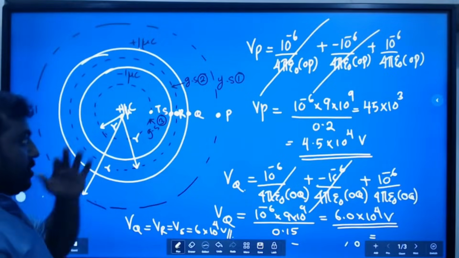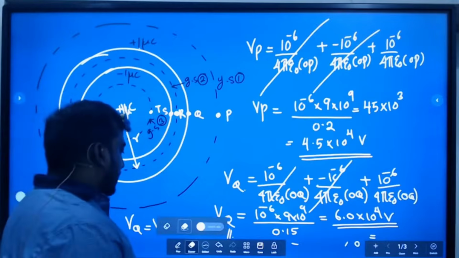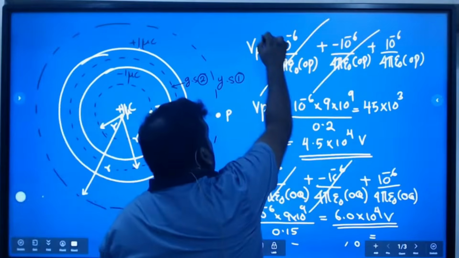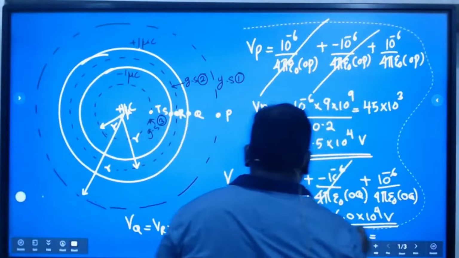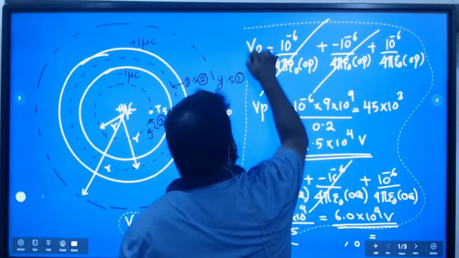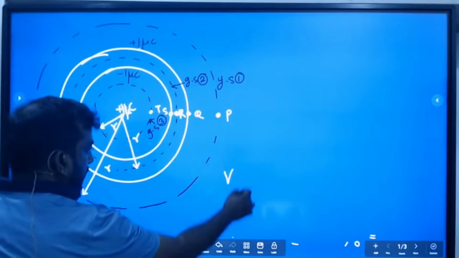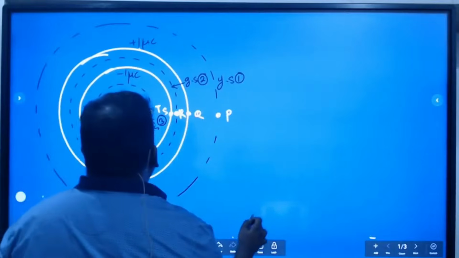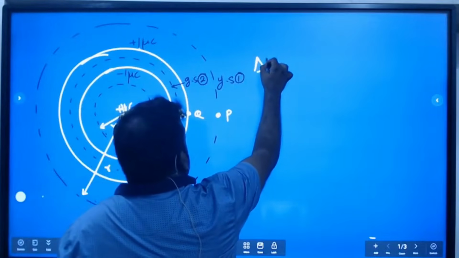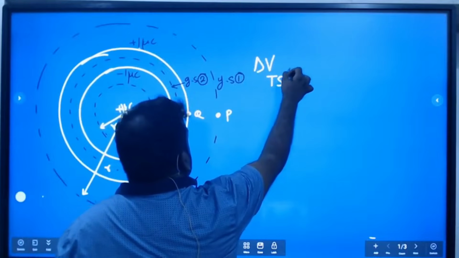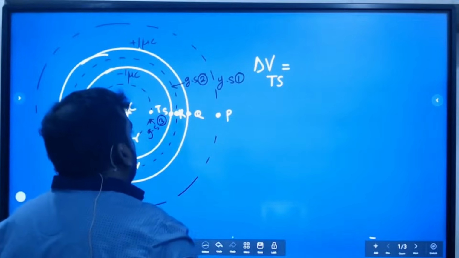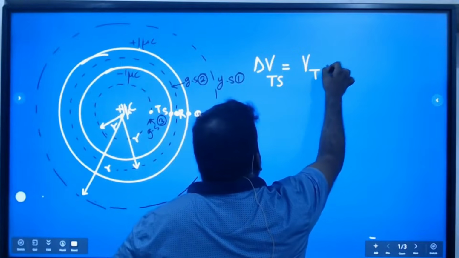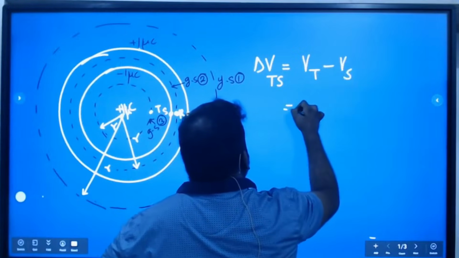Since all of you have written this, I'll erase it. I'll have to draw the diagram back again. I've copied the values. Now look. The potential difference between T and S is the potential at T minus the potential at S.